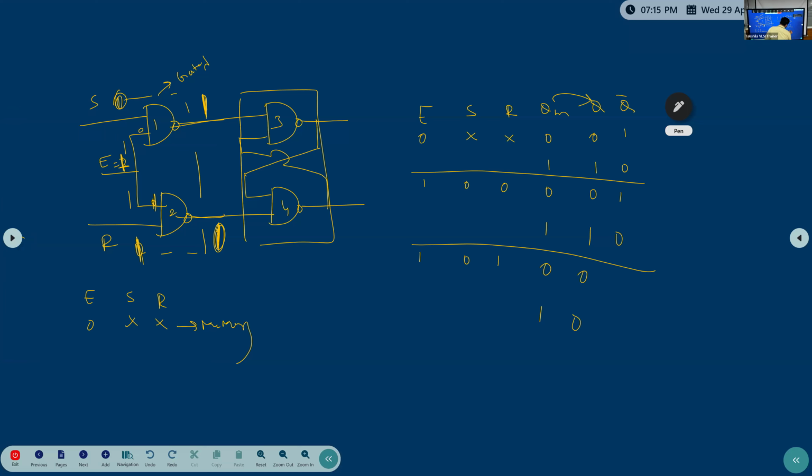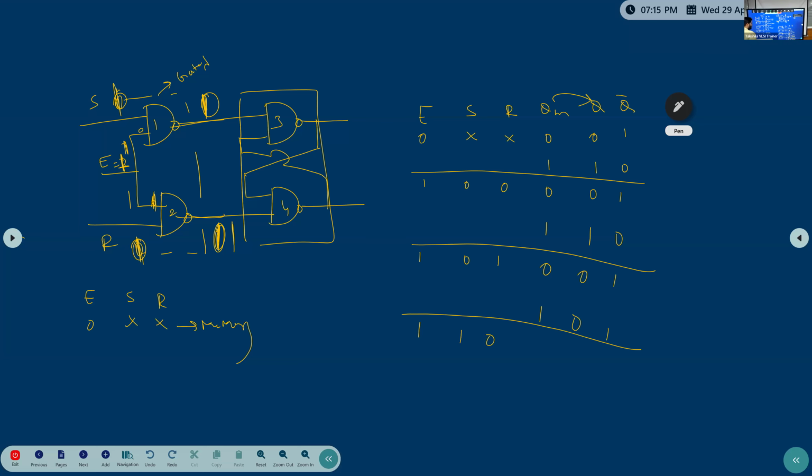This is reset state. Okay, so next, enable is 1, and S R is 1 0. If you take 1 0, what will we get? This becomes 1. Enable is 1 1 1. This output becomes 0, so this is 1. This is 0. This output becomes 1.